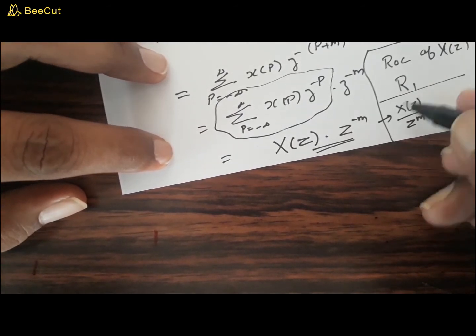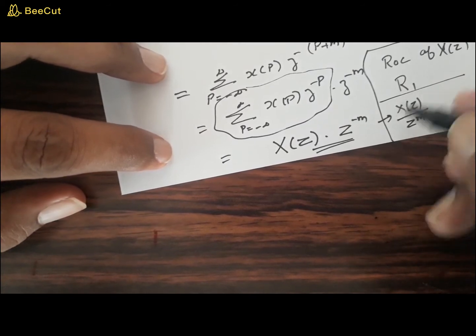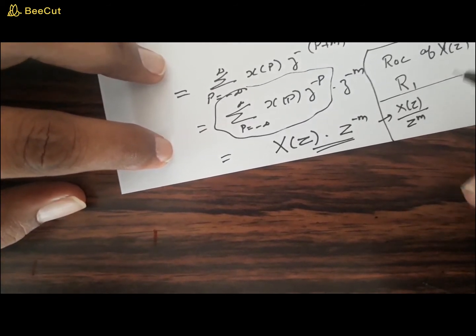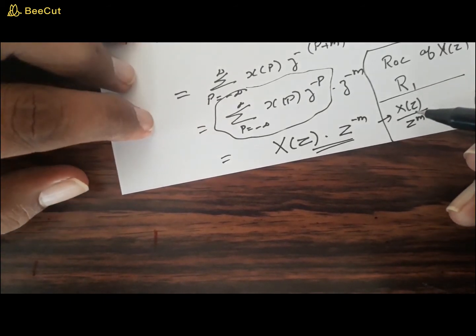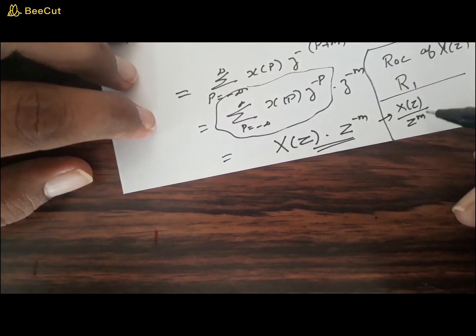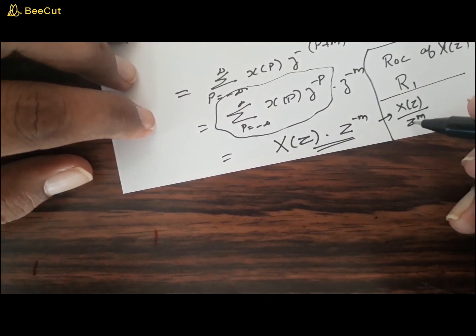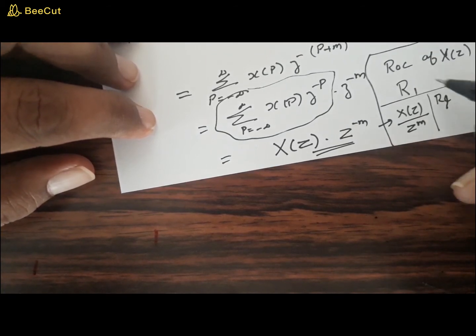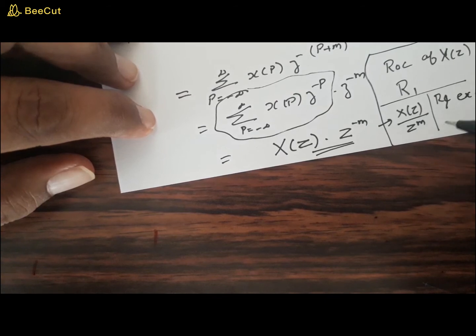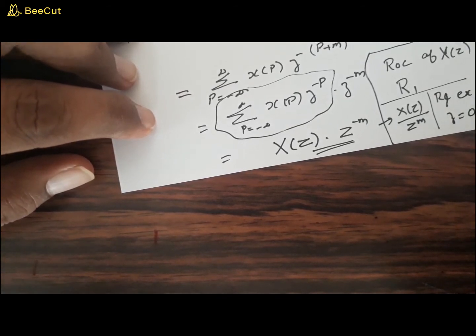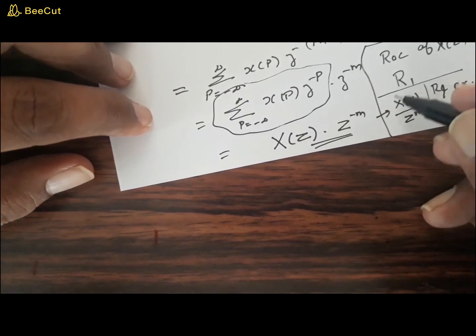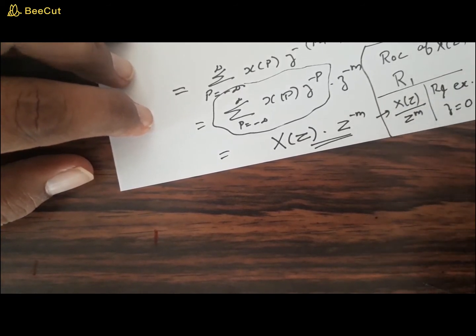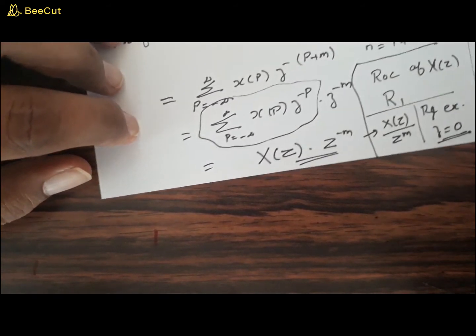This particular Z transform will not have a meaning when it becomes infinity. Now it becomes infinity only at z equal to 0. So you need to specify that the ROC will be R1 except z equal to 0. Because at z equal to 0, because of this term, this can go up to infinity. So in order to exclude that, you should exclude the point z equal to 0.